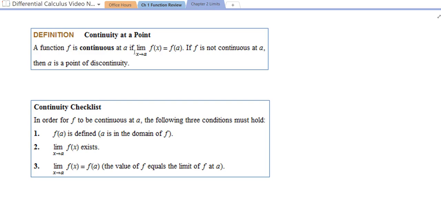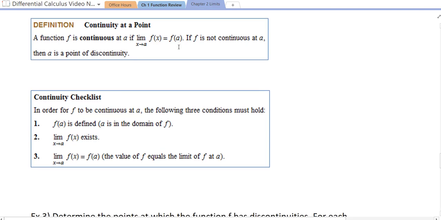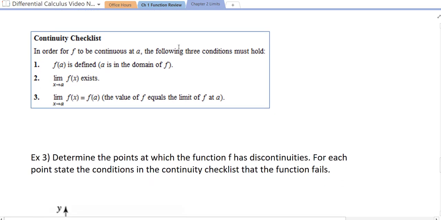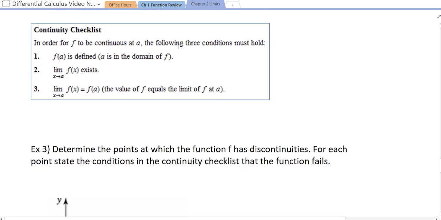So we say a function is continuous if the limit as x goes to a and the function value at a are the same. In that case we say the function is continuous at that point. And the continuity checklist that we're going to verify, all these things have to happen for a function to be continuous. So in order for a function to be continuous at a particular point, we're going to say at a, f of a has to be defined. So a is in the domain of f.